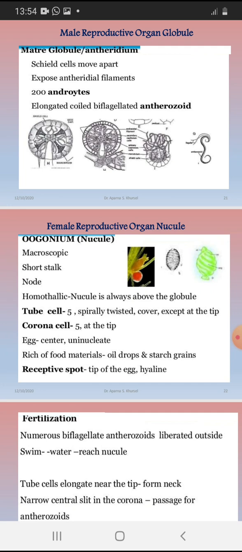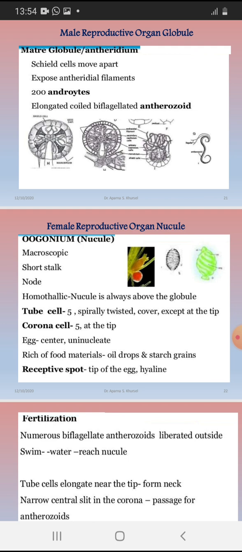This nucleus consists of tube cell and 5 corona cell. Now these 5 corona cell are present at the top, at the tip of nucleus, and thus it gives the appearance of crown. Hence, it is called corona.